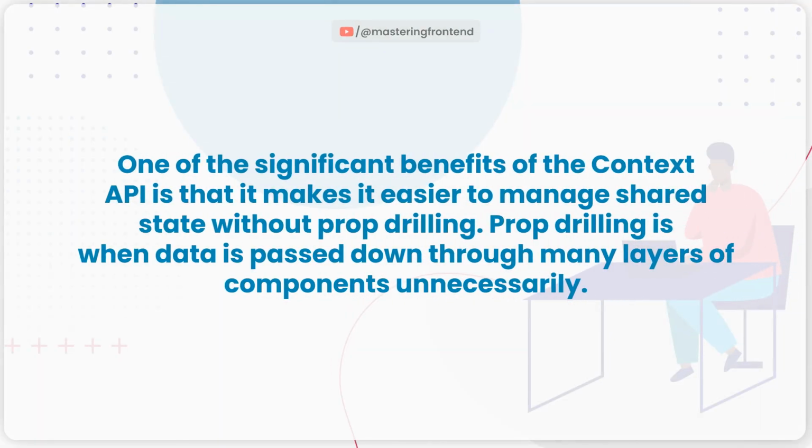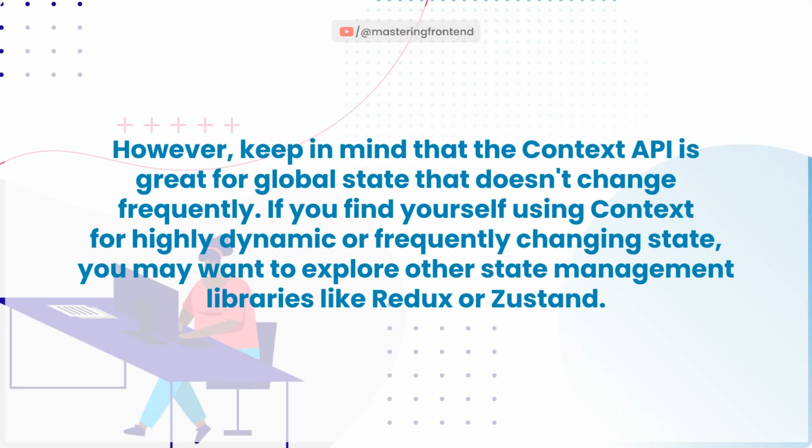One of the significant benefits of the Context API is that it makes it easier to manage shared state without prop drilling. Prop drilling is when data is passed down through many layers of components unnecessarily. However, keep in mind that the Context API is great for global state that doesn't change frequently. If you find yourself using context for highly dynamic or frequently changing state, you may want to explore other state management libraries like Redux or Zustand.